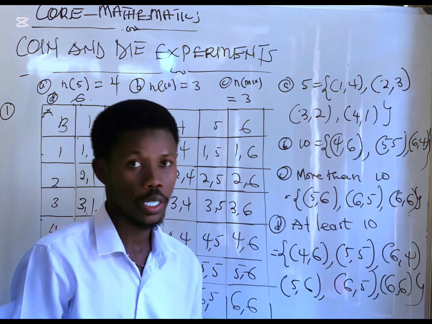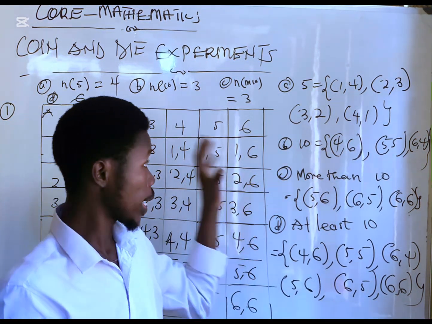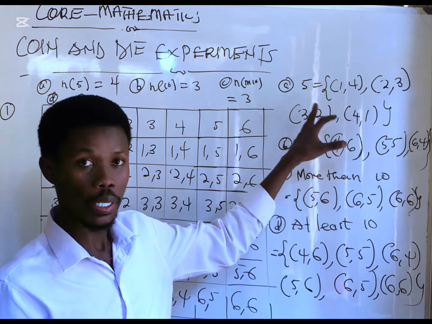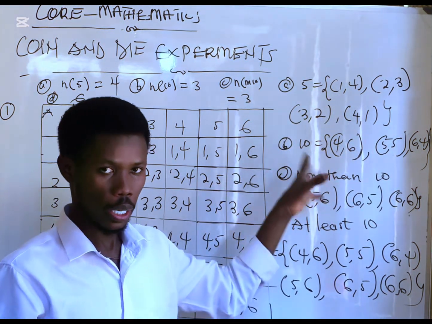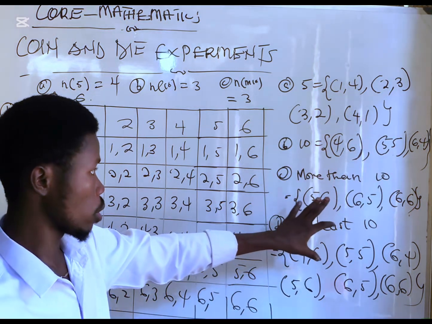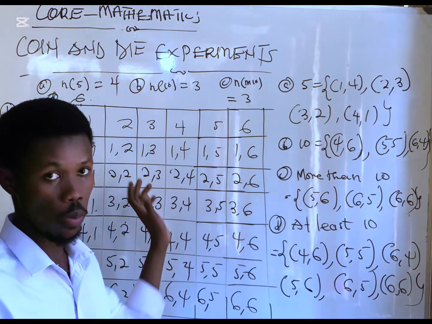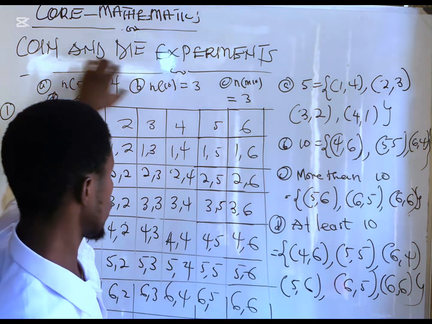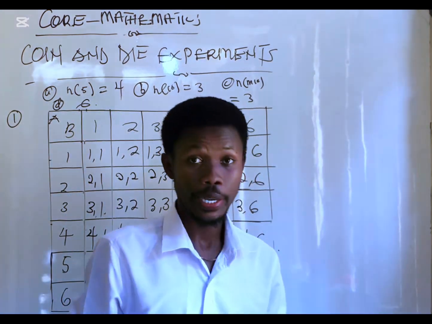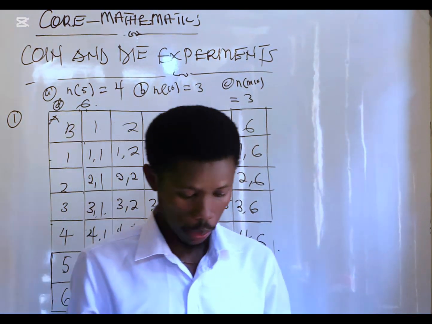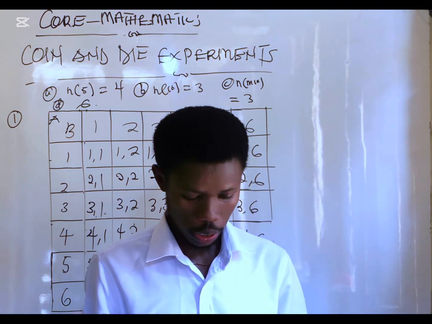The reason why I'm writing this one down is that you will need it. These are the events of obtaining numbers of sum of 5, sum of 10, at least 10, more than 10. We will need them. So I don't want a situation whereby when we need it, we have to go back to the table. That's why I've written them down here. We are going to use it. So we are going to look at the next example, the subsequent question or the sub questions.